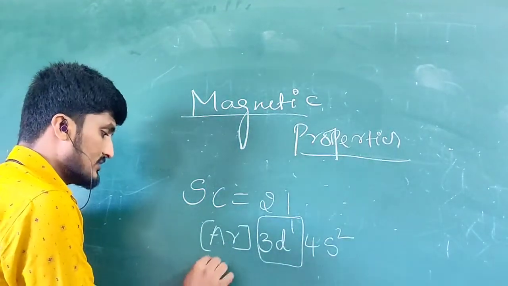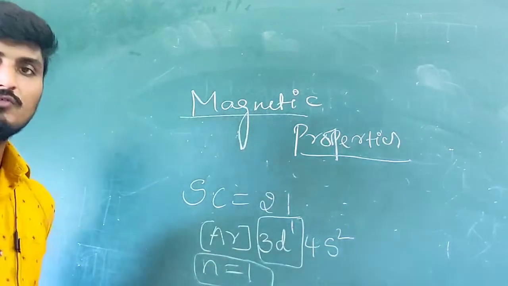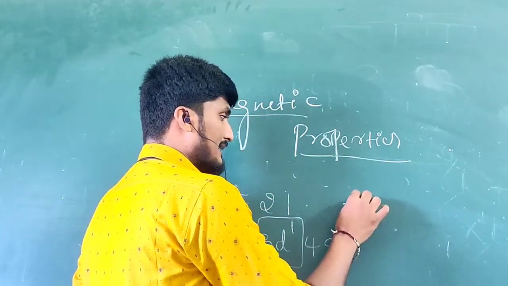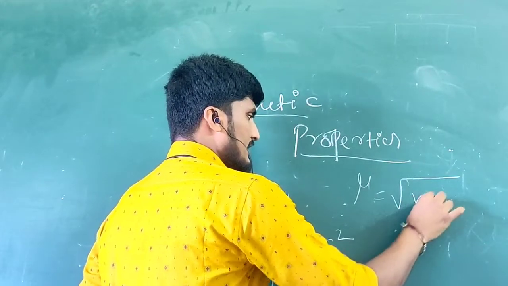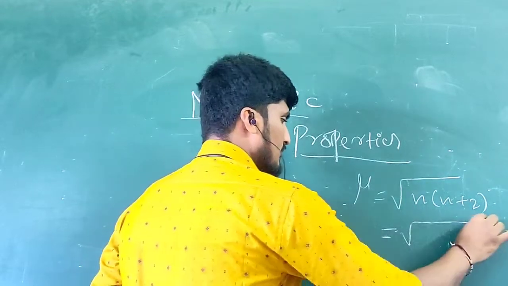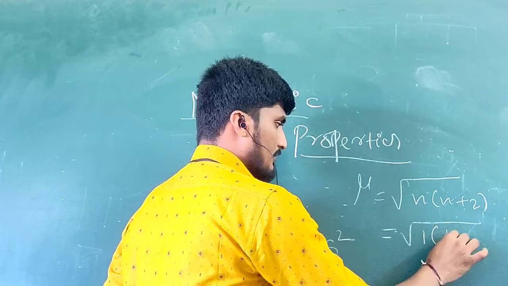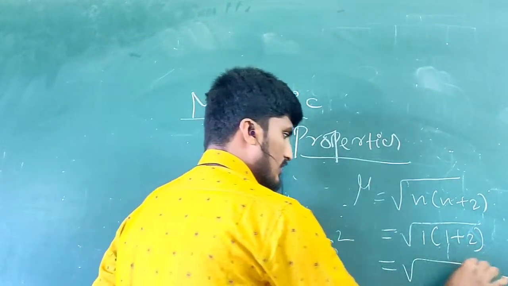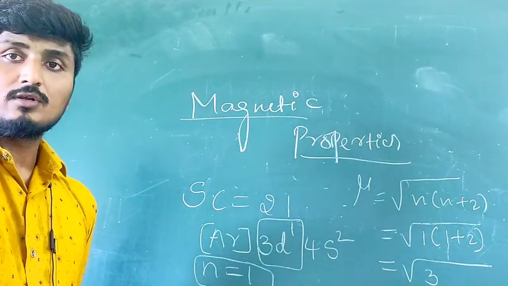So n is equal to what, children? n is equal to 1. So apply it to the formula which I have given. What is the formula? Magnetic moment mu is equal to square root of n into n plus 2. Here n is equal to 1, so 1 into 1 plus 2. How much will it come? Square root of 3 you will get.